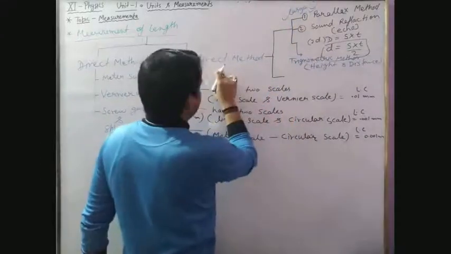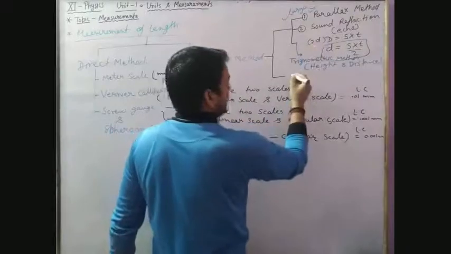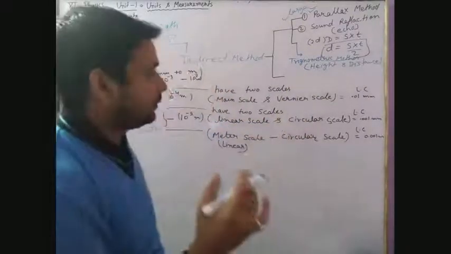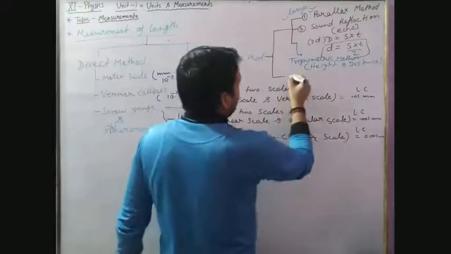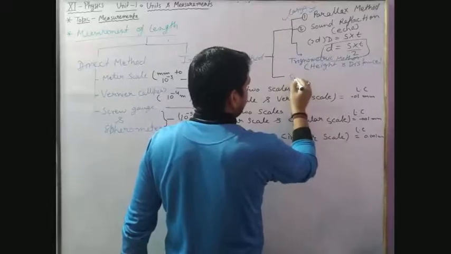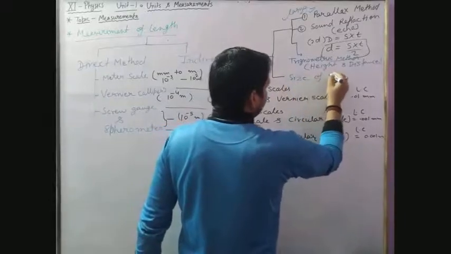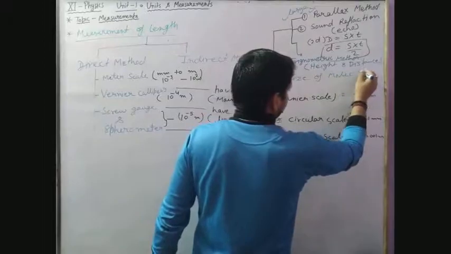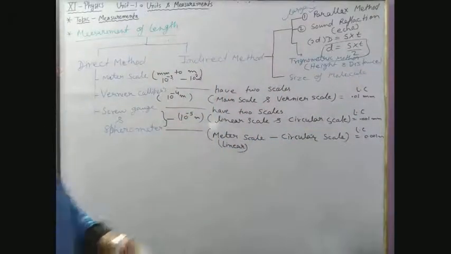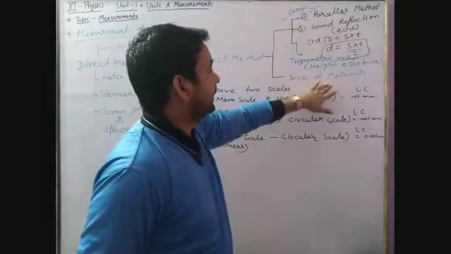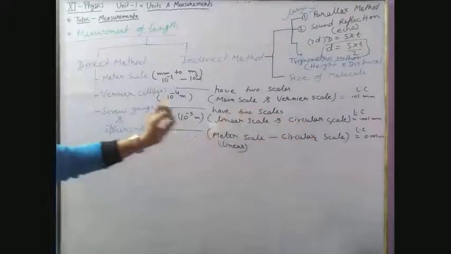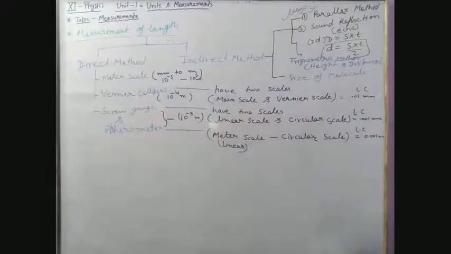Now the second indirect method of measuring length is to measure the size of a molecule. We will just learn about two methods here, the parallax method and the size of a molecule, which are in your syllabus. So let us start. First note it.